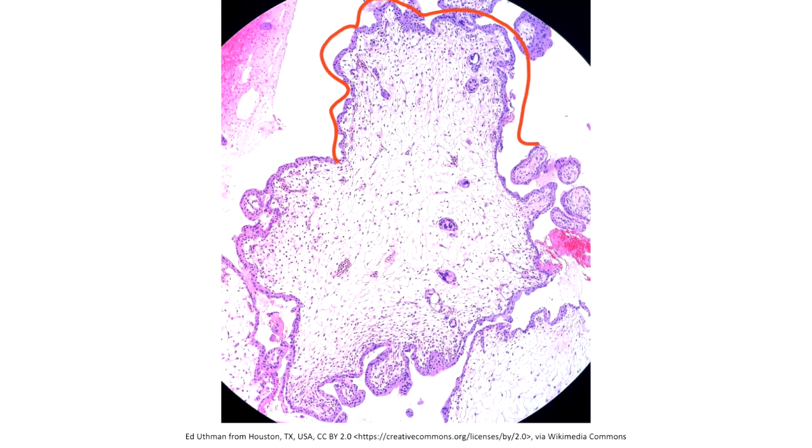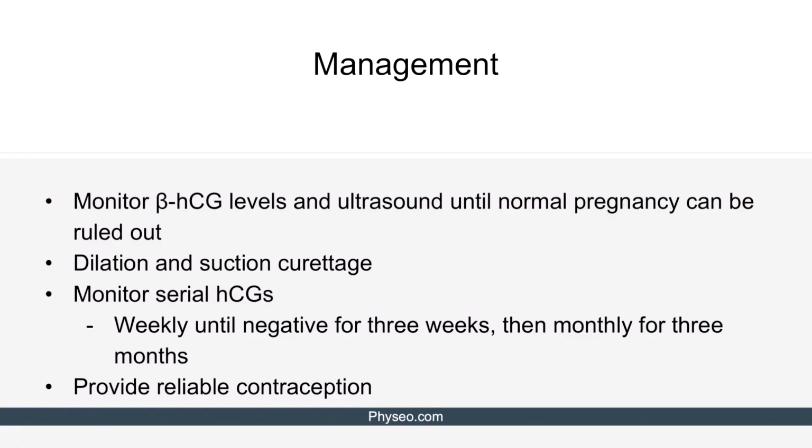This image shows the histological findings of a partial mole. In this image, a large edematous hydropic villi can be seen. It's worth noting that in partial molar pregnancies, only some of the villi are edematous. Okay, moving on to management. Since a partial molar pregnancy may present with a fetus on ultrasound and fetal heart tones, the pregnancy should be monitored closely until it's determined that it's not a normal pregnancy. Once this determination can be made, the partial molar pregnancy should be removed by dilation and suction curettage.